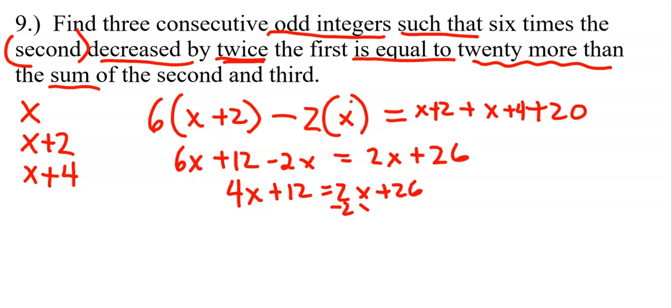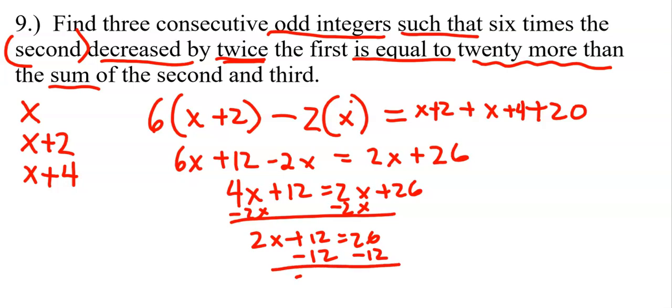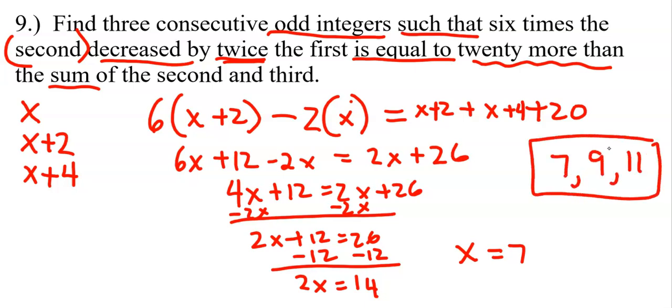Subtract 2x from both sides. 2x plus 12 equals 26. Subtract 12 from both sides. 2x equals 14. So that means the first number is 7. But they want us to find all 3, so it's 7, 9, and 11. And that concludes Regents Review number 26.